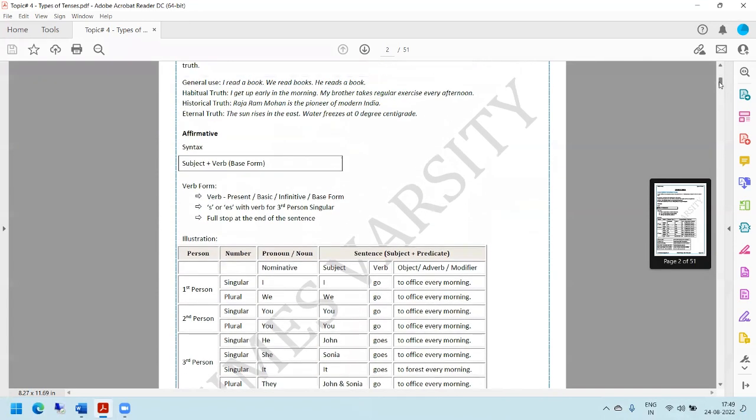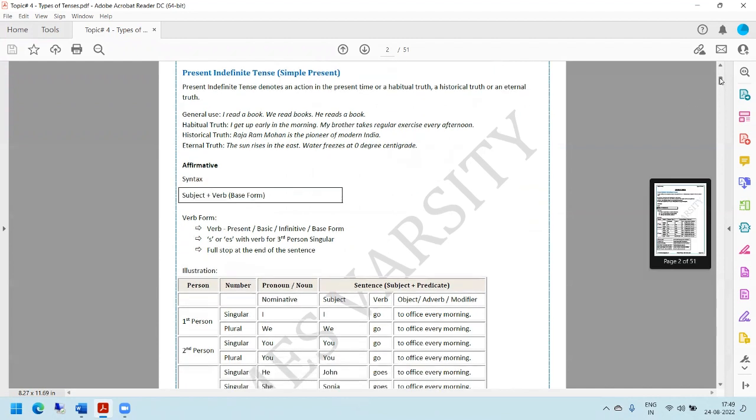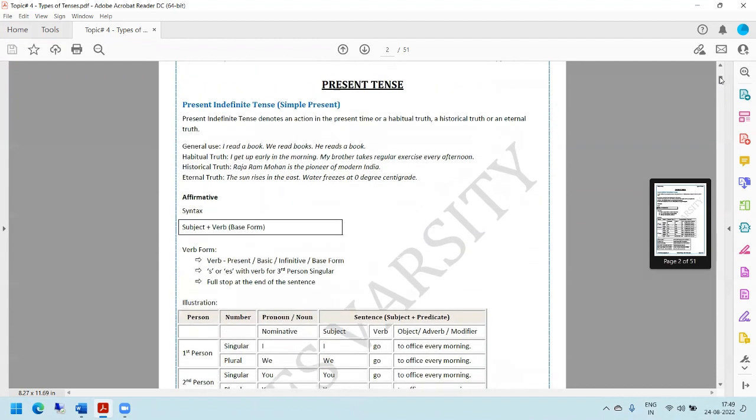So here, present tense. Present tense denotes an action in the present time, or a habitual truth, a historical truth, or an eternal truth. So this is the present indefinite tense we discussed yesterday. Just let me summarize what we discussed about present simple tense.